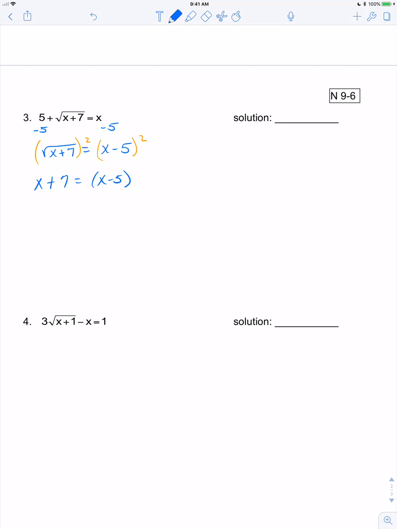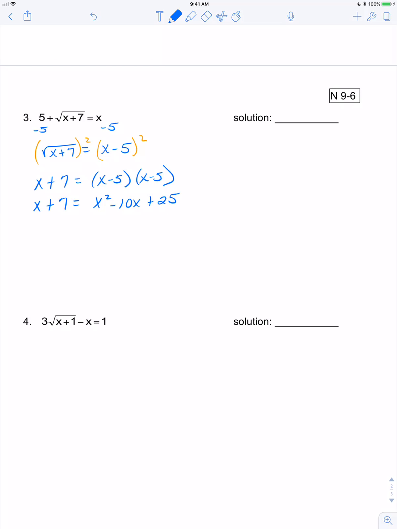x minus 5 times x minus 5. Please get in the habit of doing that. That's a very common mistake that people would make. That's going to be x squared minus 10x plus 25.